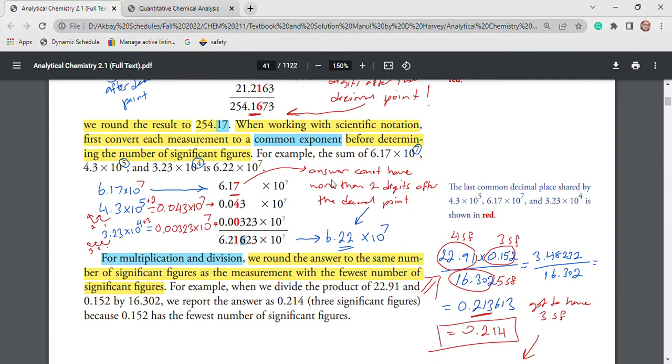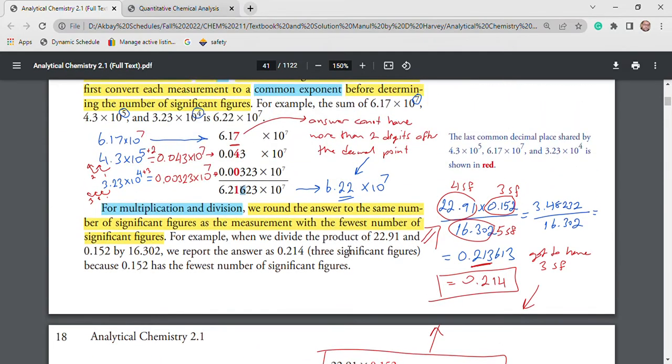That's for addition and subtraction. When we deal with multiplication and division, the rule is different. Here we look at the whole number, and the number that has the least sig figs is our reference. For example, 22.91 times 0.152: the first number has 4 sig figs, the second one has 3 sig figs, divided by 16.305, which has 5 significant figures. And so your final answer cannot have more than 3 sig figs.